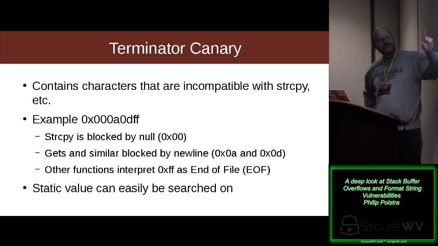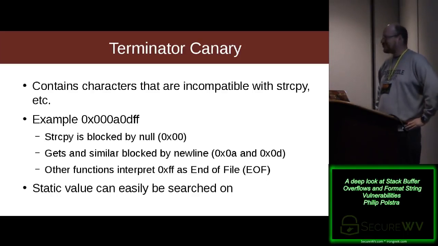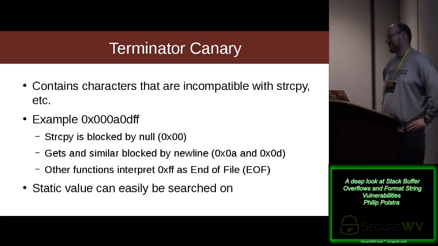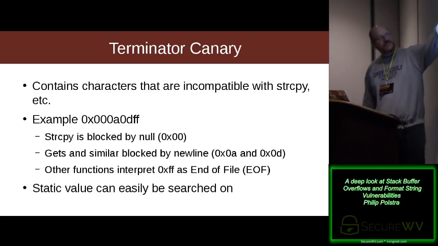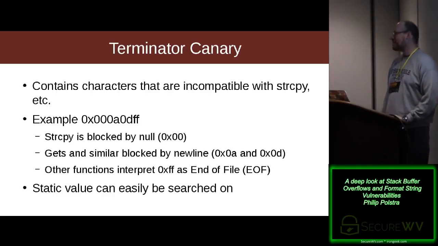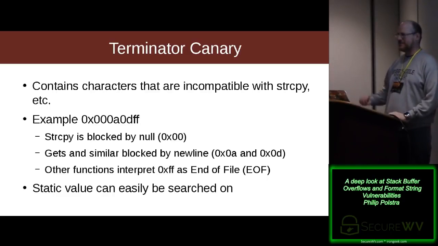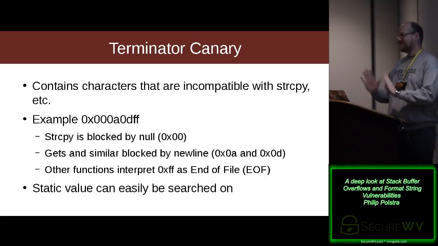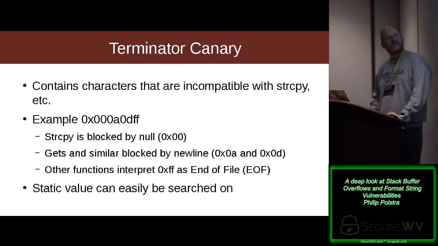So what's an example of a terminator? This is not the only terminator you could use, but you know, it's probably this rearranged somehow, honestly. 00, 0A, 0D, FF. So what happens? Every one of these bytes will cause an issue for some program, some function. The null byte, strcpy and related functions will go, whoa, null byte, I'm done. I'm going to stop.